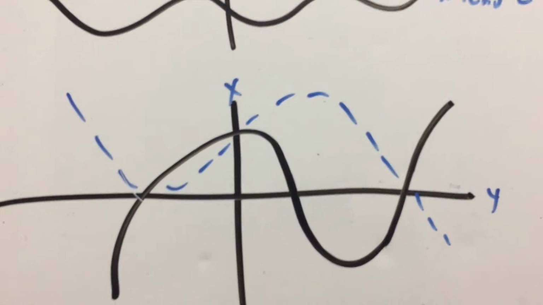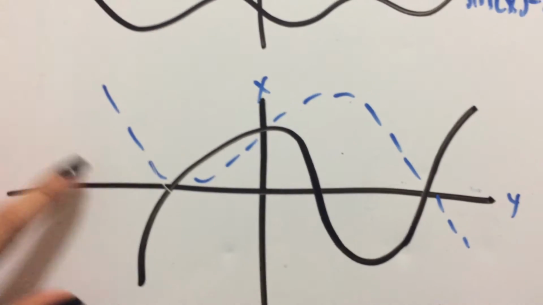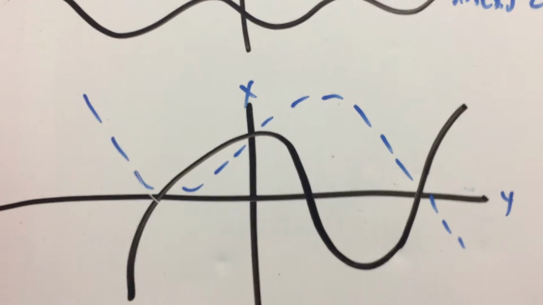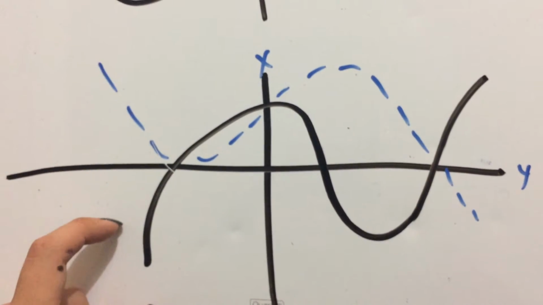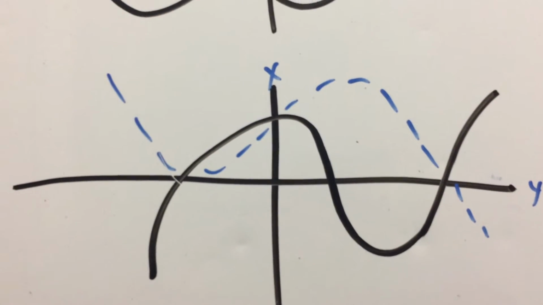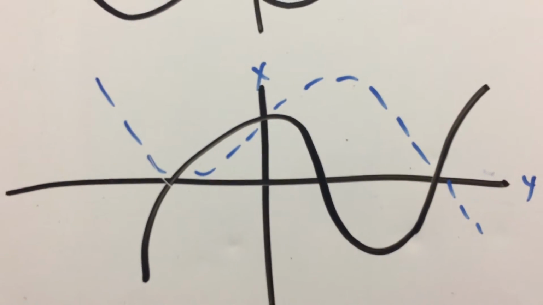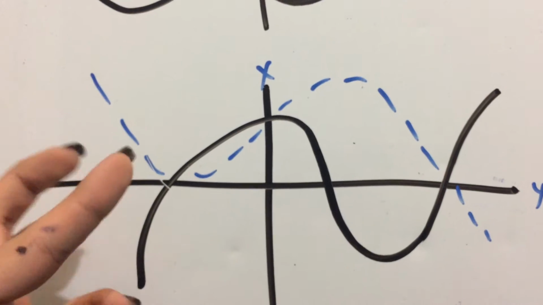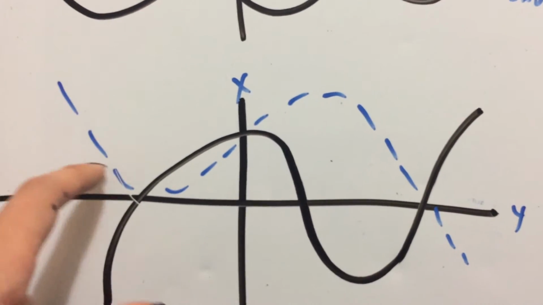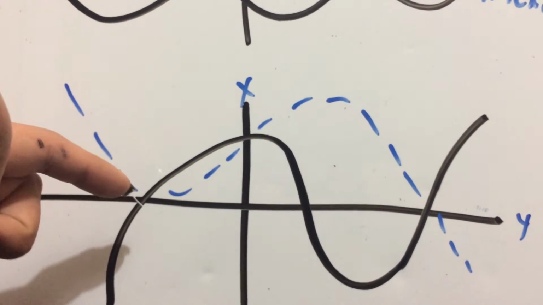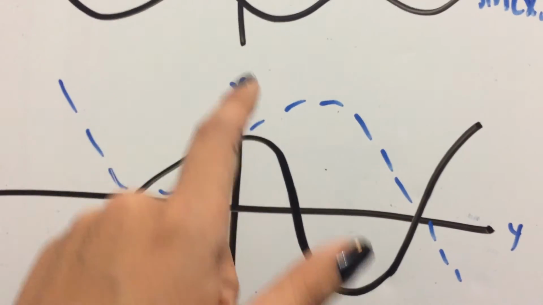In this graph, we can see the original function and its antiderivative. Where the antiderivative intersects with the original function, it's where it's gonna start changing direction. For example, here, as we can see, where they meet, this goes up and this goes the other way.